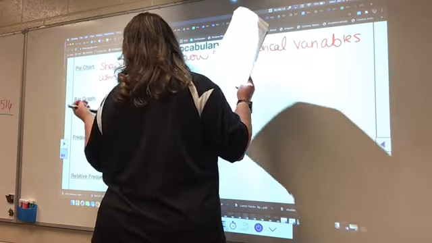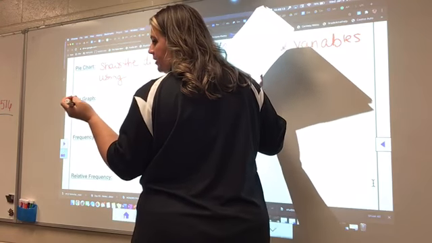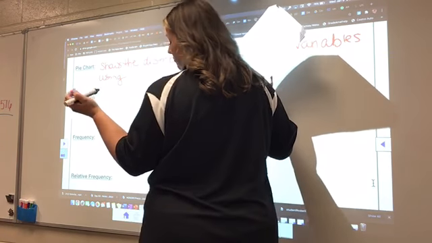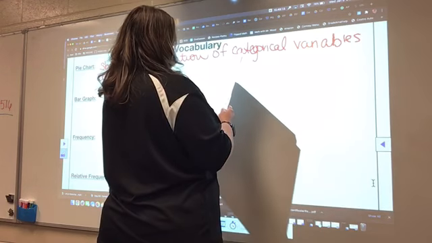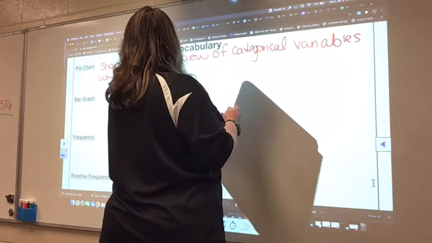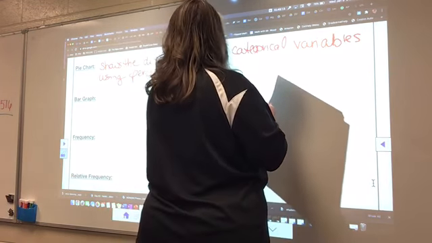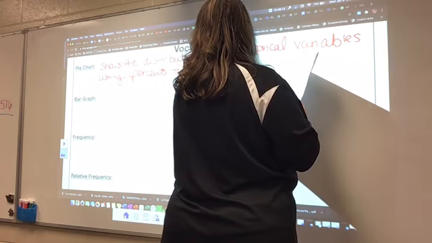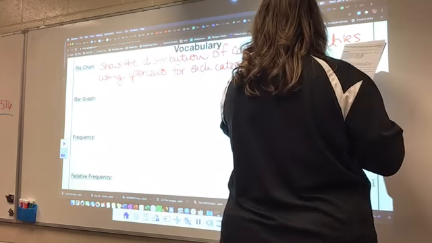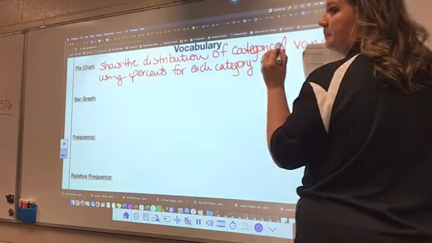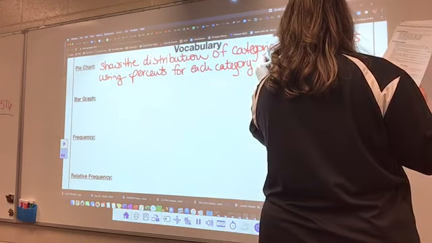What connotations do pie charts have? They have percents. Good, using percents. It's just putting what you already know into words. And the whole pie chart must add up to what? 100. That's right.